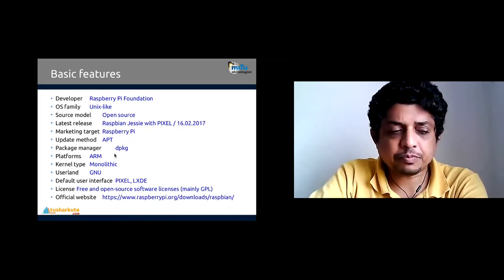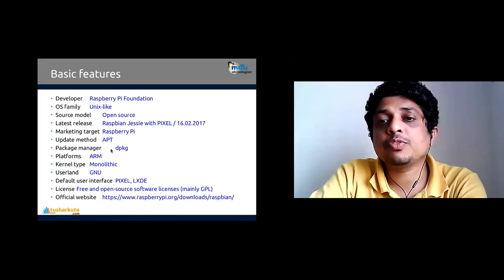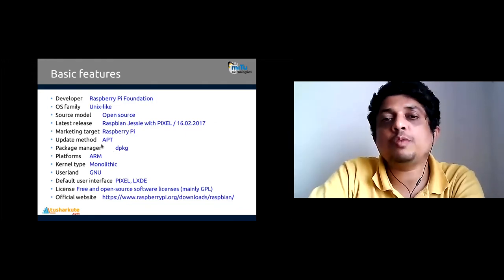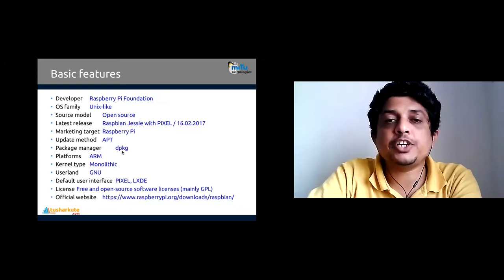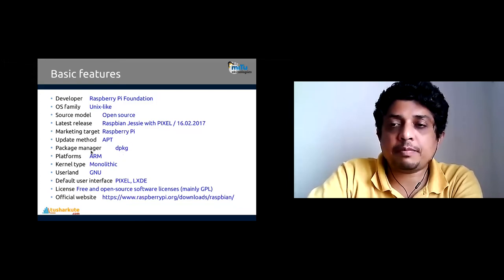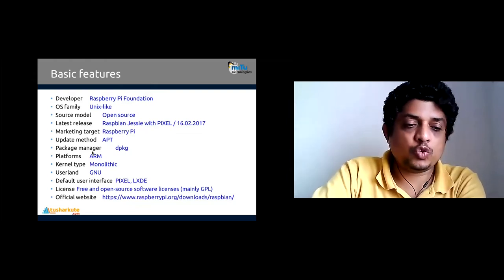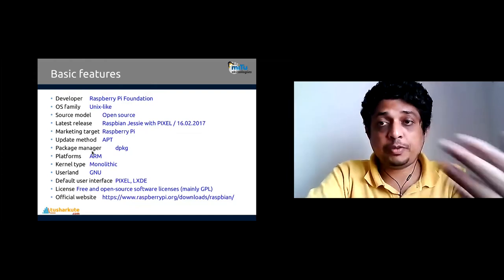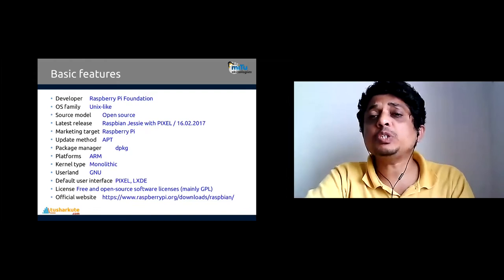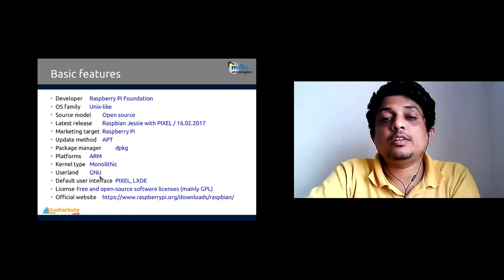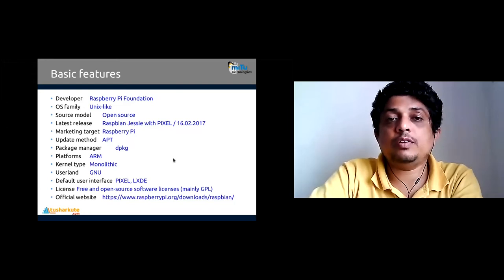And if you are familiar with Ubuntu-based OS, Debian-based OS, the same update method and install packages method, apt and dpkg, are used. This is ARM architecture, while our computer system contains x86 architecture. So a general purpose OS cannot be installed in Raspberry Pi because the microprocessor architecture is different. Remember, okay. Kernel and different interfaces are all possible.